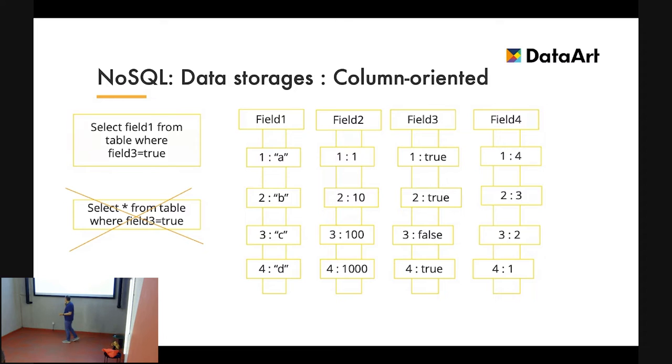But if we have, for example, select star from table, well, this is the worst query for column-oriented storages, because we need to scan all columns. And this situation is like in relational databases.